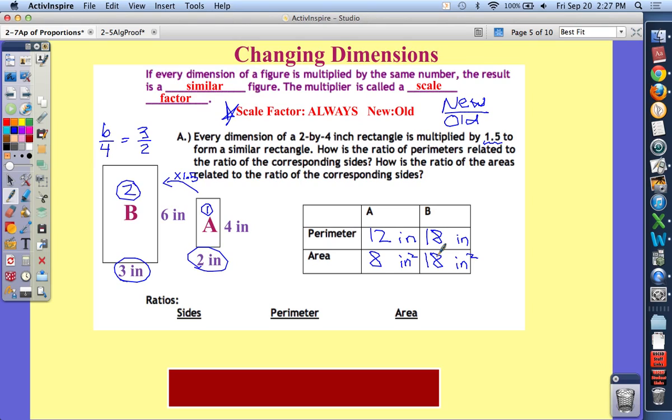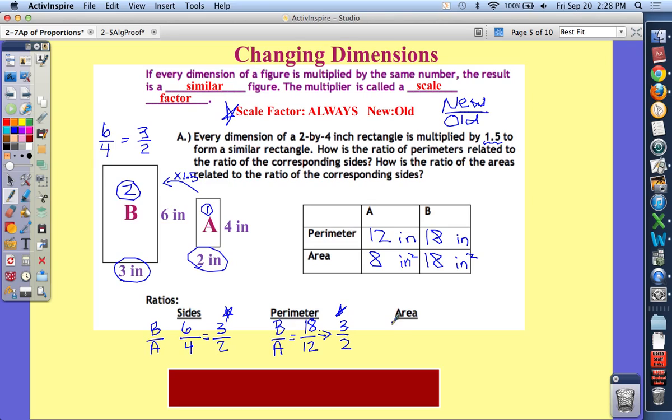All right, so now I want you to set up what your ratios are here. What is the ratio of just the sides? Let's always do the new to the old. So in this case, let's do B over A. For my sides, 6 corresponds to 4, and 3 corresponds to 2. Now let's set up those ratios for your perimeters. What's the ratio of the perimeters of B to A? Well, my perimeter of B was 18. My perimeter of A was 12. Reduce that down, though, and you see that that's actually equal to 3/2. Kind of interesting.